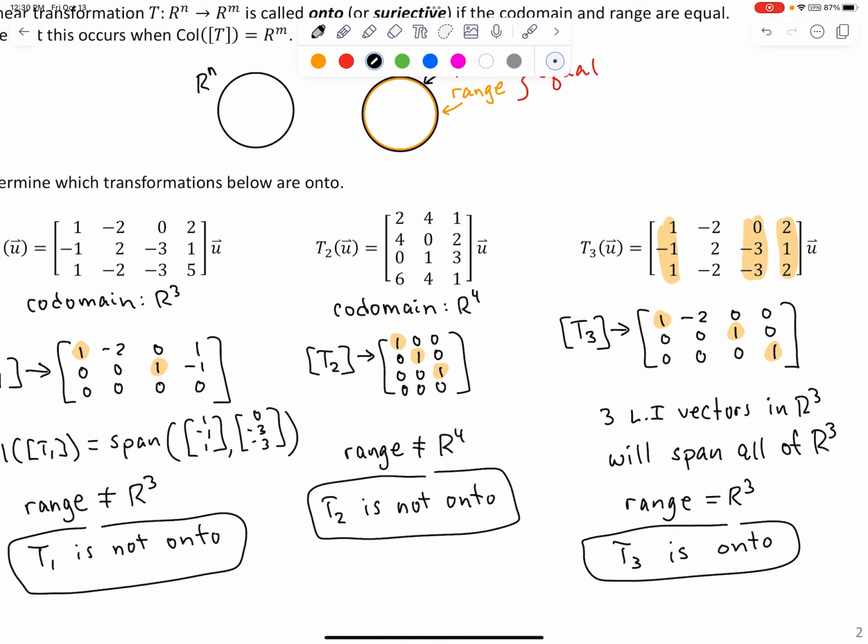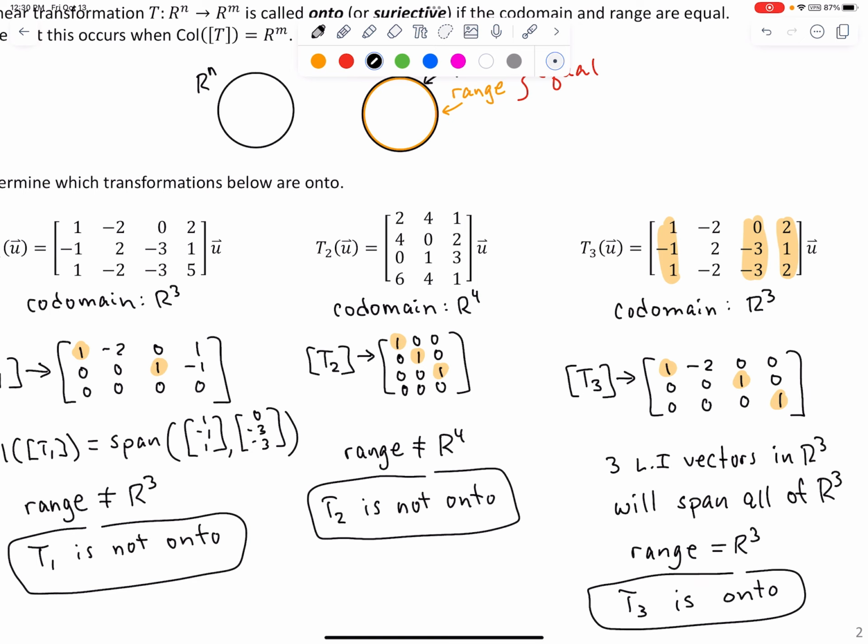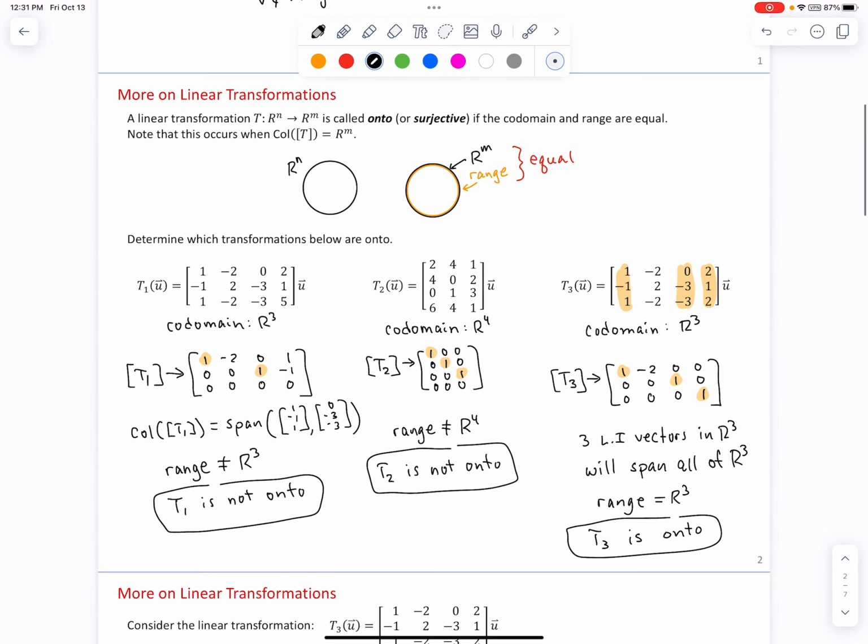We can also generalize that if every row of the reduced row echelon form has a pivot 1, and the number of rows dictates the codomain, which we should say is also R3 here, if each row has a pivot 1, then we will have the correct number of vectors in the basis of the column space to span the entire codomain. Okay, let's go to the next page.